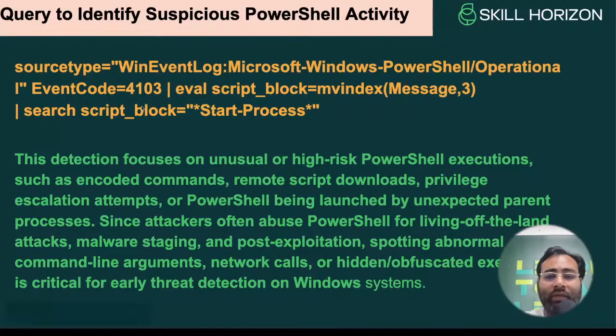Like in PowerShell, if there are any encoded commands, remote script downloads, privilege escalation attempts, or if PowerShell is being launched by any unexpected parent processes. Attackers often abuse PowerShell for living-off-the-land attacks, malware staging, and post-exploitation. Spotting abnormal command line arguments, network calls, or hidden obfuscated execution is critical for early threat detection on Windows systems. So we can easily identify suspicious PowerShell activity.